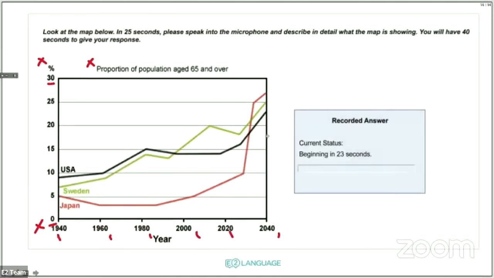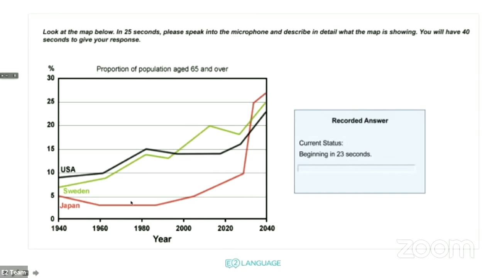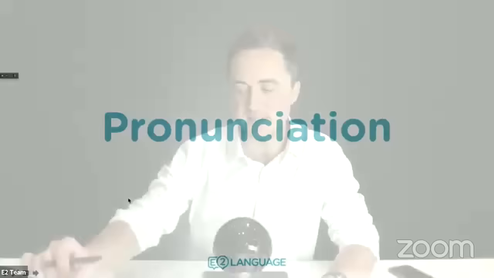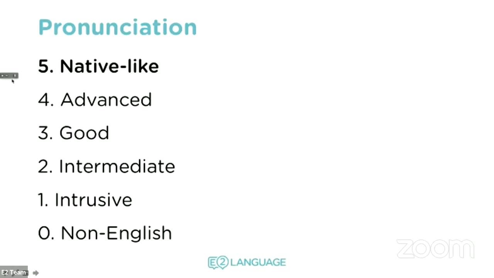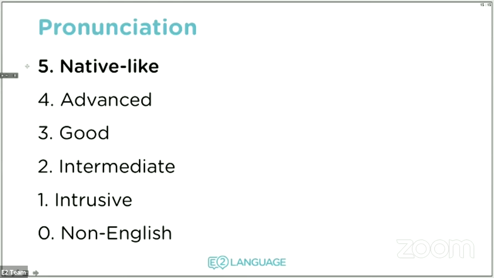There's something very different to describing an image rather than labeling it. I'm going to show you in a second what that means and how to describe it. Let's keep thinking about scoring. Pronunciation, what does that mean? Well, you get marked out of 5, and what we want to aim for is this one here.